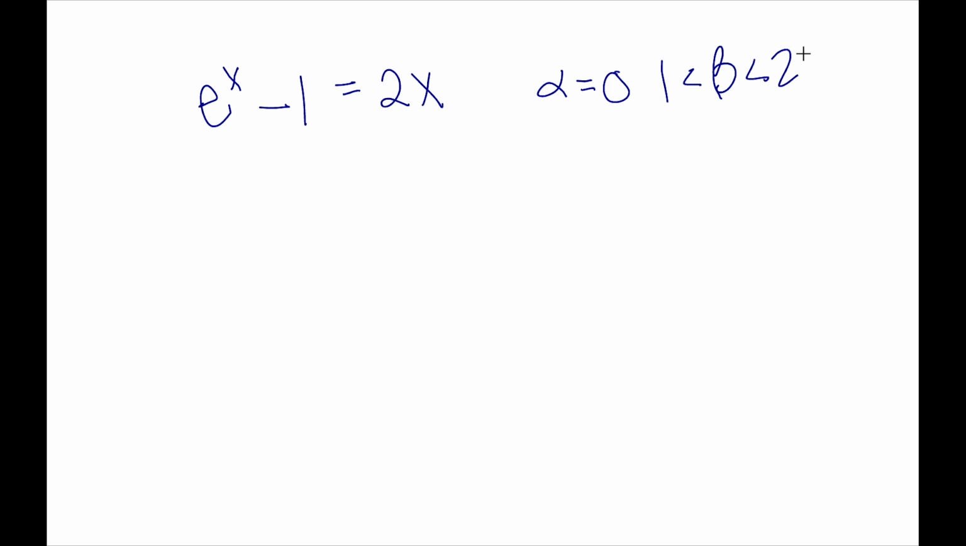Okay, final example. E to the x minus 1 equals 2x. There are 2 roots. One root is 0. The other root is between 1 and 2. So first it says, prove that there is a root between 1 and 2. So that's where we're going to move everything to one side and plug in 1 and plug in 2 and see what happens.